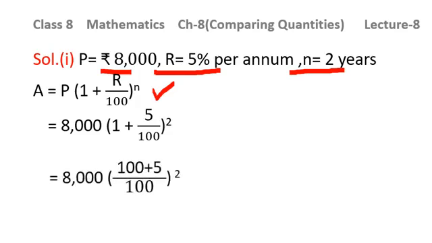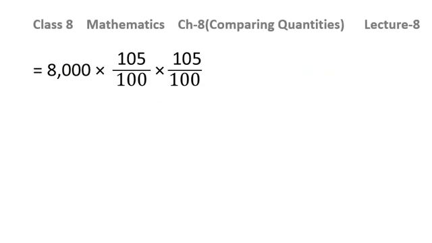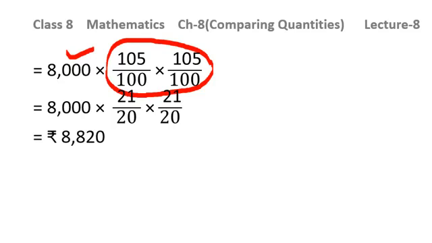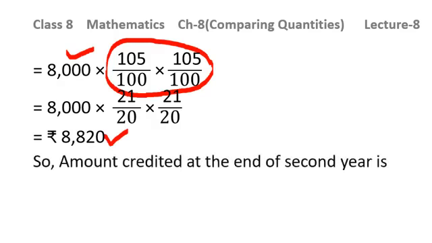Then it will be 8,000 into 100 plus 5 over 100 raised to the power 2. We have solved the bracket here in this step. Then 105 over 100 will be written twice, because n is 2 years in this case, and it will be further multiplied to 8,000. So you can cancel out 105 over 100. It will be 21 over 20 into 21 over 20 into 8,000. So after solving, you will be getting 8,820 as your amount. So the amount credited at the end of the second year is 8,820. This is what we are supposed to find out.